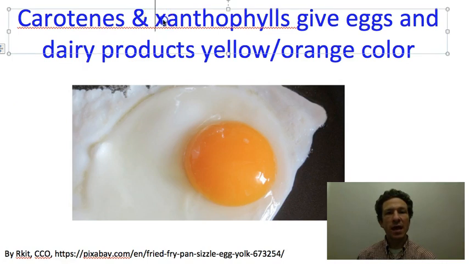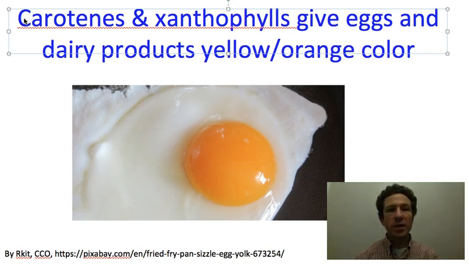Carotenes, and especially xanthophylls, which were another group of accessory pigments that we mentioned, have an effect that is not necessarily on purpose: they give eggs as well as other dairy products like butter and cheese a yellow or orange color. This is most obvious in the yolk of an egg. This color is caused mostly by xanthophylls. This is also true for butter or for cheeses that have a very light yellow or orange color.